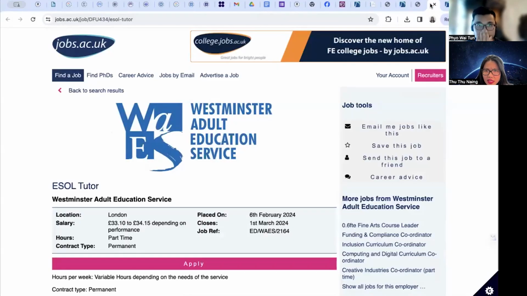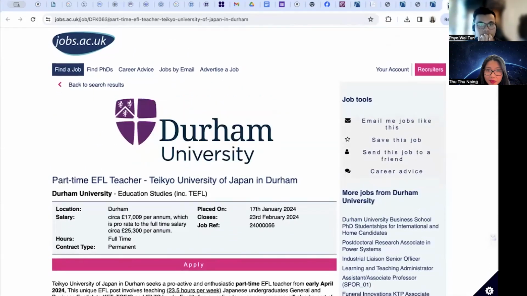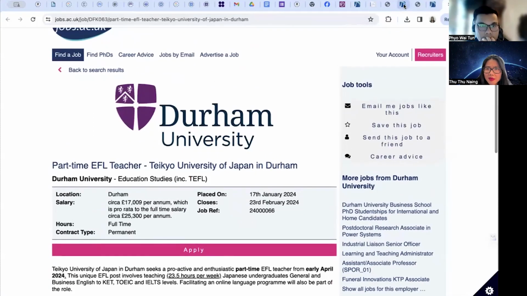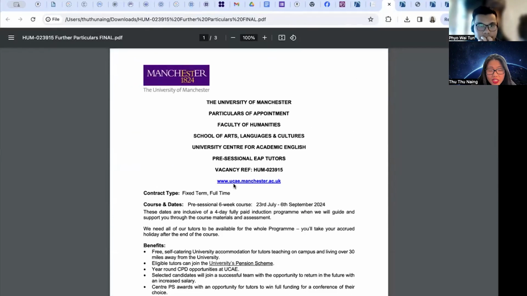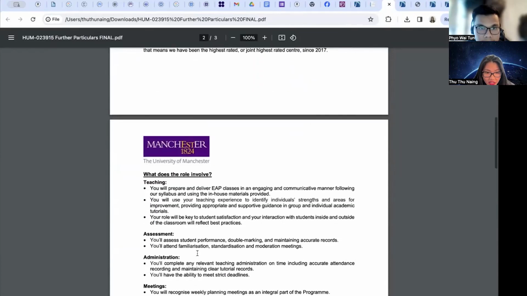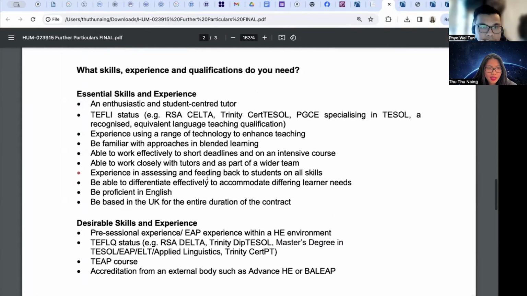Another one is from Westminster Adult Education. This is ESOL, part-time EFL. And this one is with the University of Manchester, pre-sessional EAP tutors. Let's look at the requirements here, essential skills and experience.